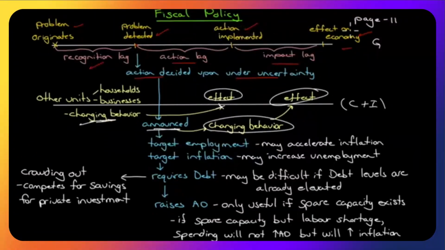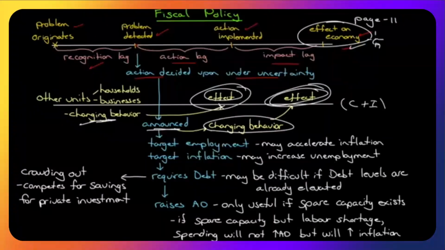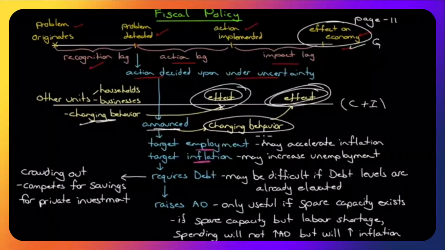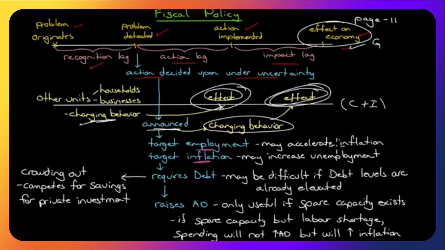So by the time we see the effect of government action, we already have had the effect of household and business action, and the added effect based on the announcement, so that this may not have the intended effect anymore, or it may overdo the effect that they actually wanted. Usually, when action is announced, it is either going to target employment or target inflation. If it targets employment and you're at near full employment, or there's a tight labor market, you may actually end up accelerating inflation. If you have policies that are meant to target inflation, it may actually increase unemployment.